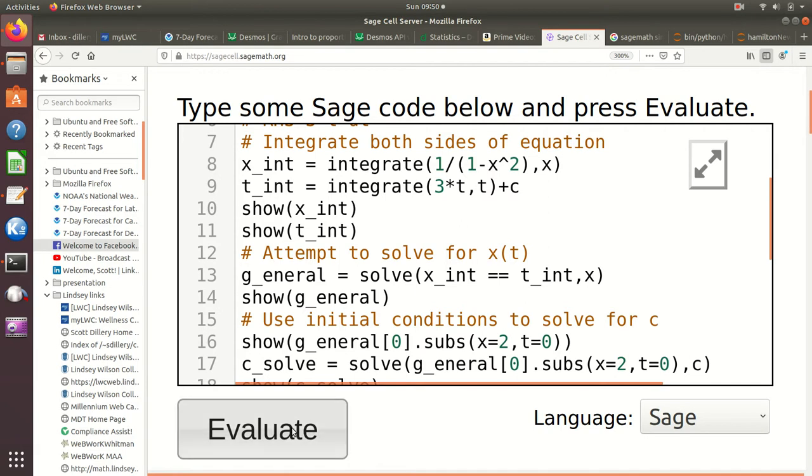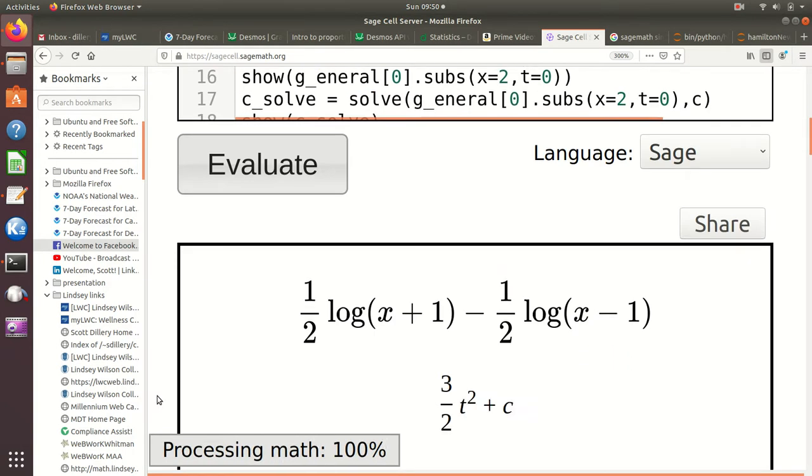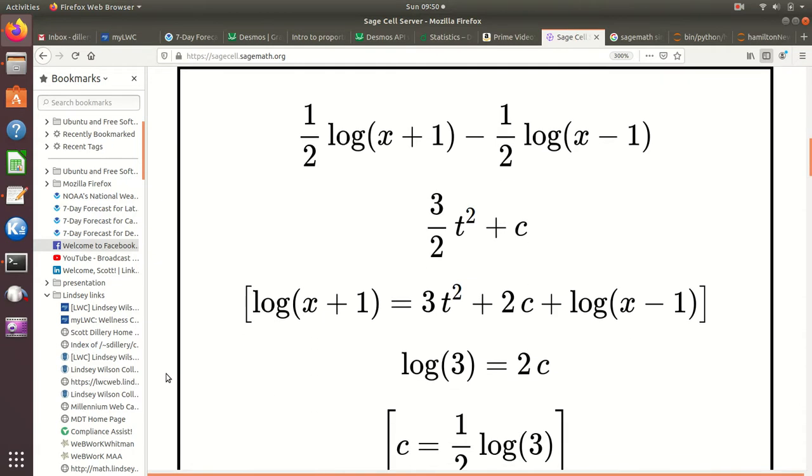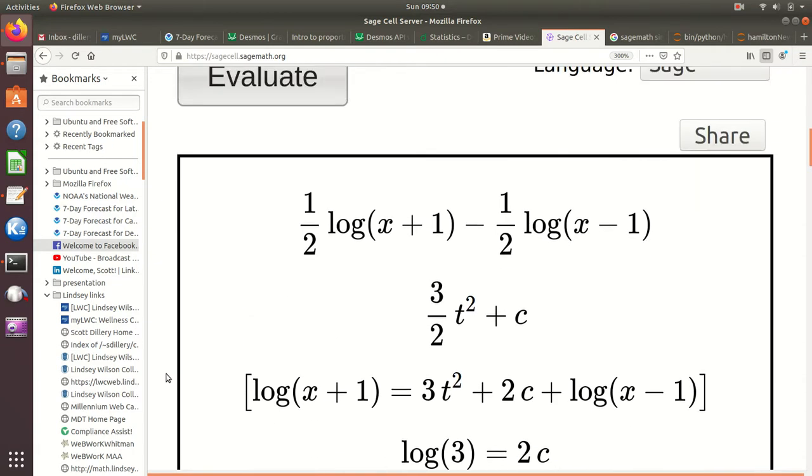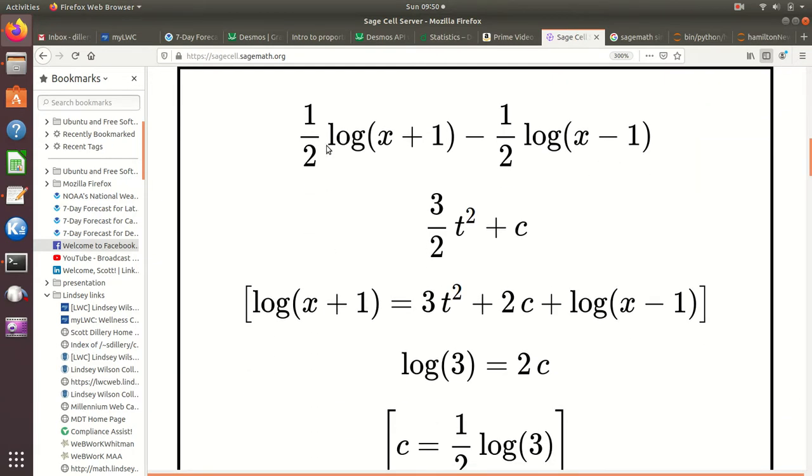So if I hit evaluate on that old stuff and come down here and look at it, you see the left-hand side integrates to this. That was due to partial fractions, and you got that integral. The right-hand side was pretty straightforward: 3t becomes 3t squared over 2 plus our arbitrary constant.